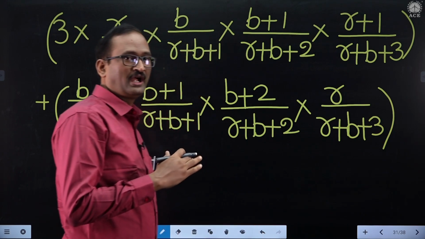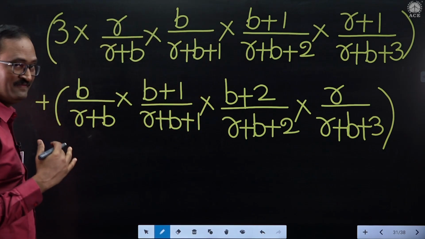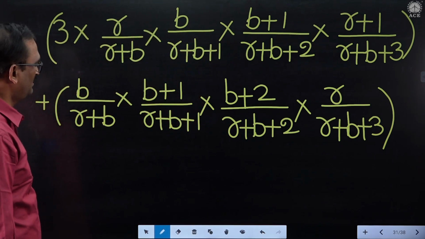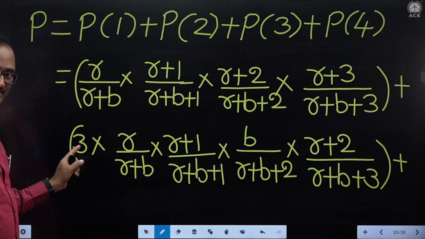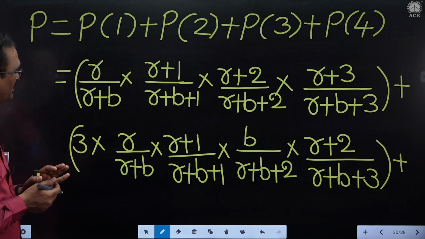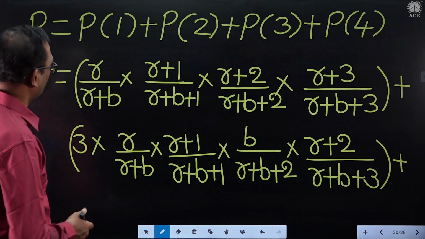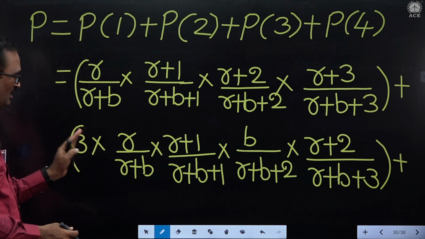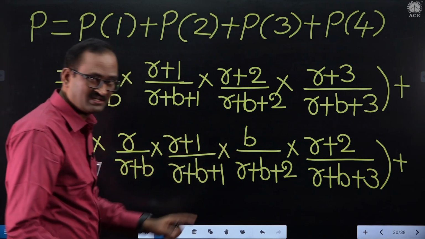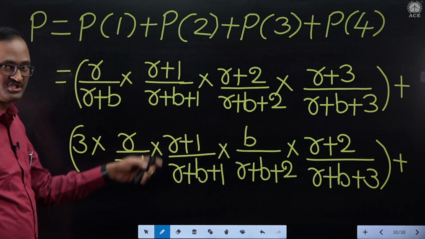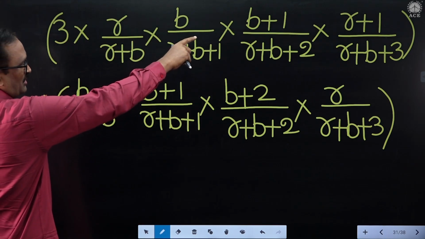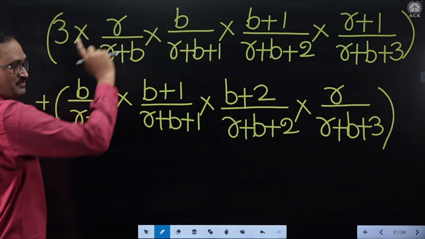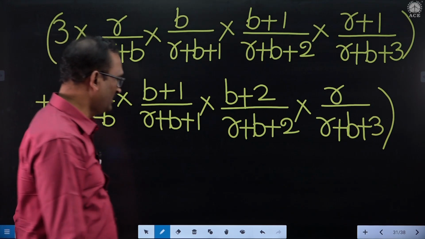Now we need to add all these, and you should be very careful. Here 3 times is there, no? This 3 times I will write. Here also 3 times. This 3 will be written as 1 time of this bracket plus 2 times of this bracket. Similarly, here also 1 time of this bracket plus 2 times of this bracket. I will write it separately.